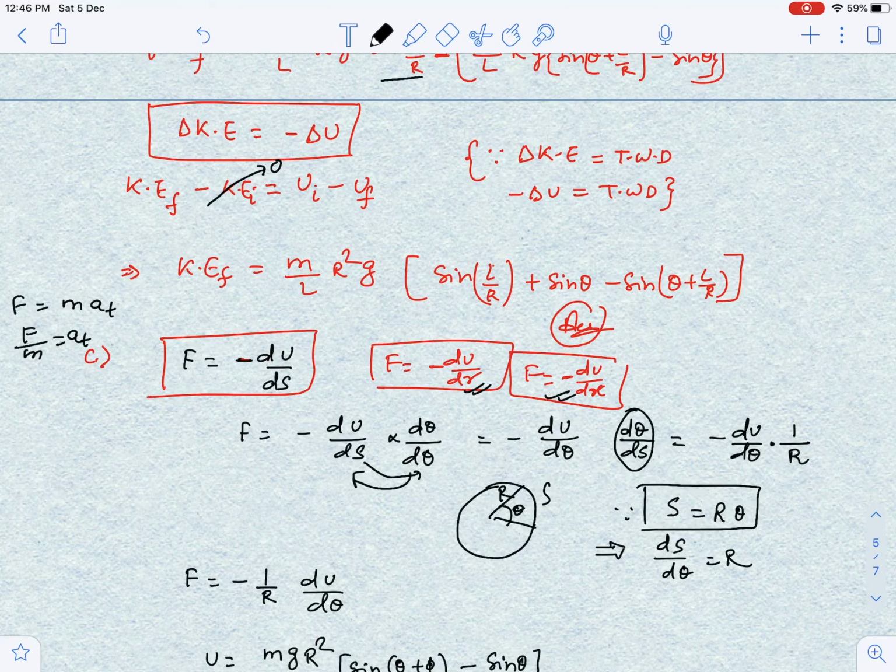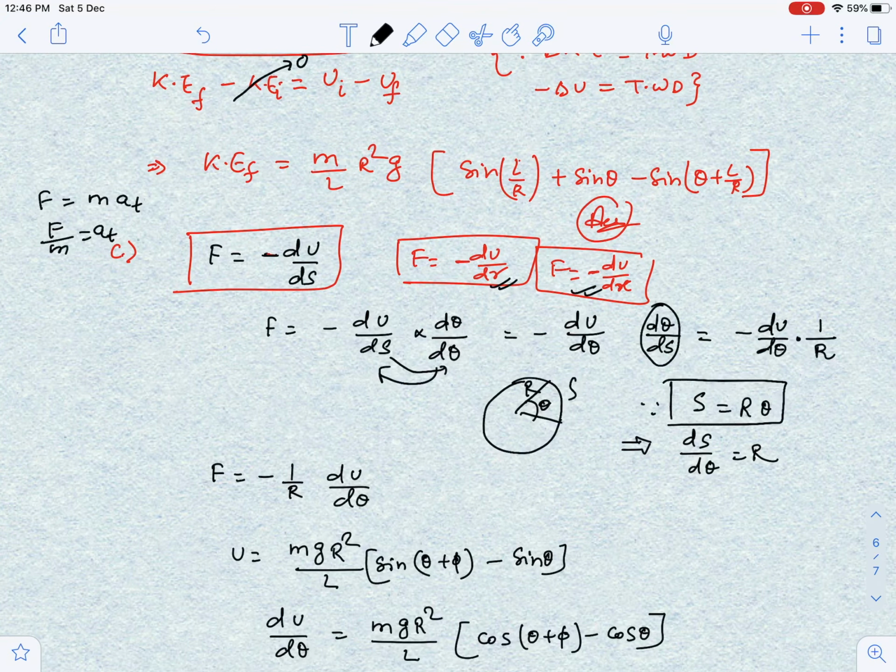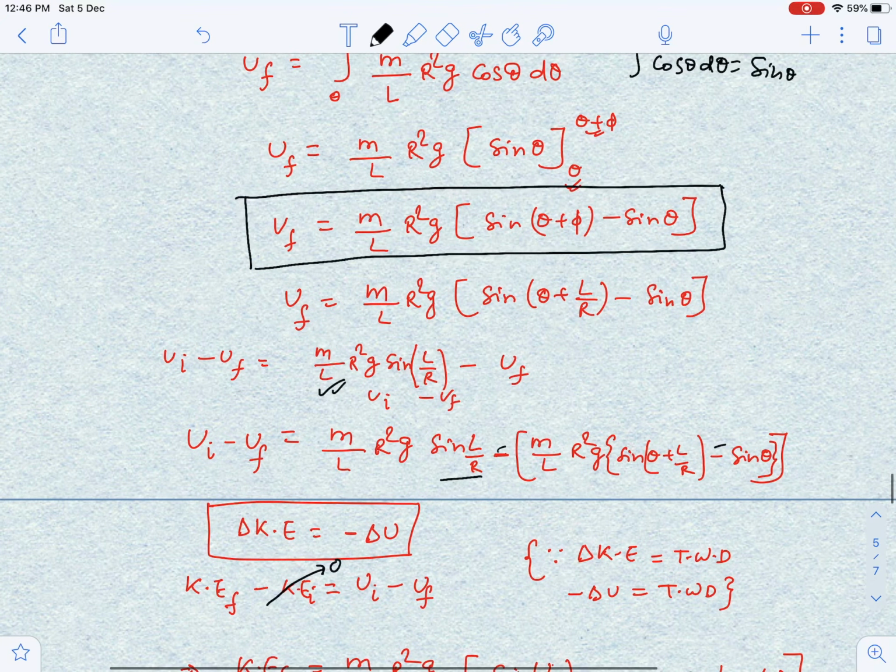So what I have to do, guys, in order to calculate force, is differentiate the potential energy expression that I told you in equation 2, put the negative sign outside, and multiply it by 1 by r. So how will I calculate dU by d theta, guys? I told you there is an expression I will use, so I am writing this expression again. This expression is at any general angle theta.